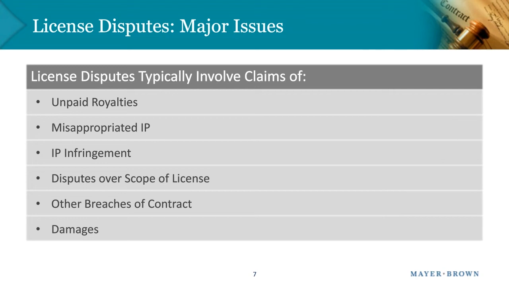There can be other types of breaches of contract too, such as failure to report, failure to comply with audits, or the use of intellectual property outside of the territory where use was granted. And of course, there are always damages. I will now hand it over to Jim Ferguson, who will discuss some key strategic decisions in a license dispute arbitration.